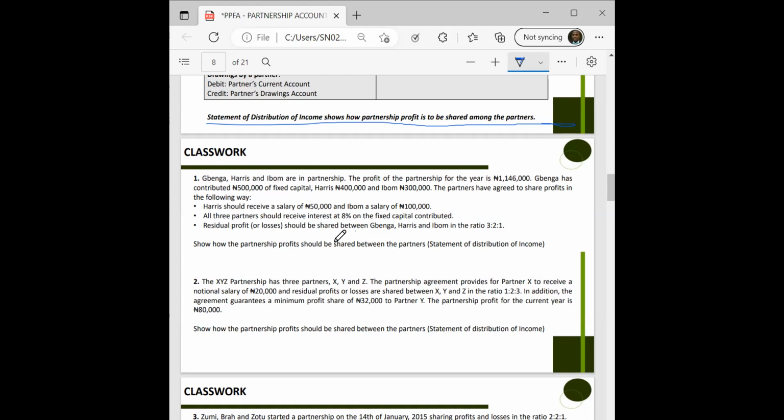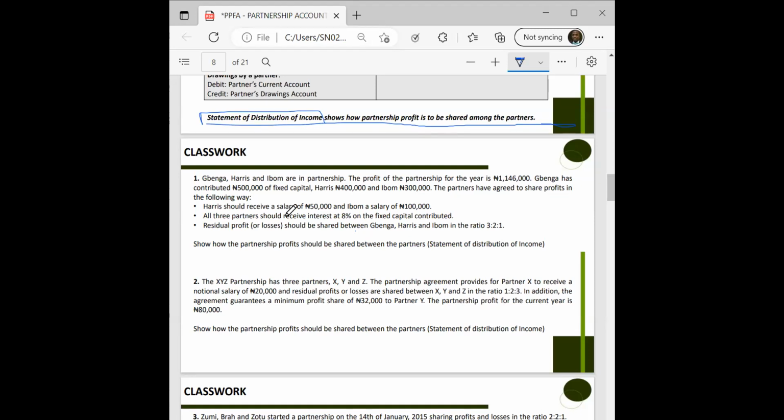Residual profit or losses should be shared between Benga, Harris, and Ibom in the ratio 3:1 respectively. Show how the partnership profits should be shared between the partners. You remember when we said how partnership profits is shared between the partners is what we refer to as the statement of the distribution of income.